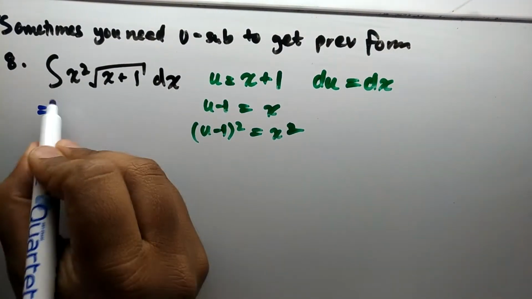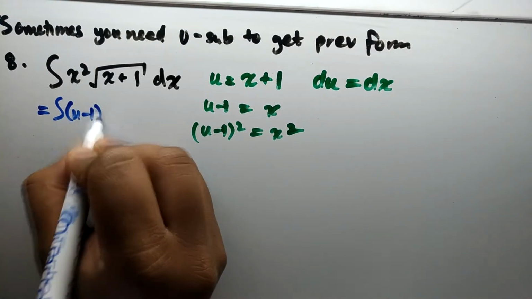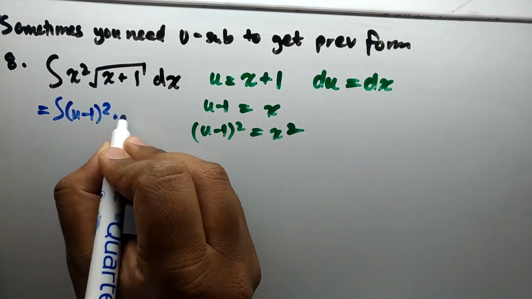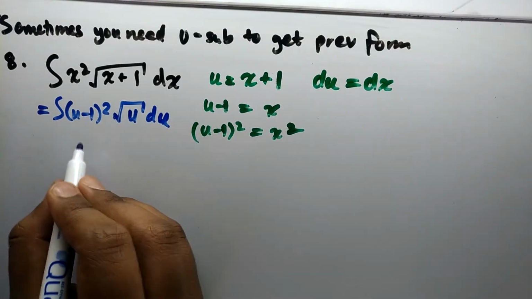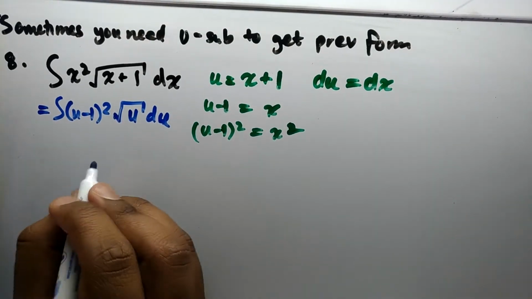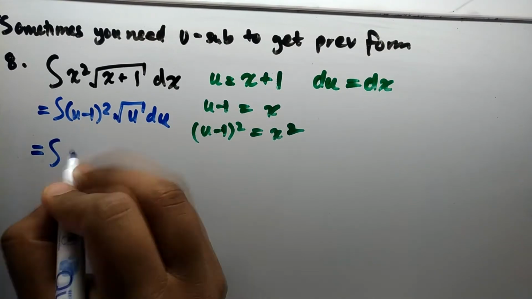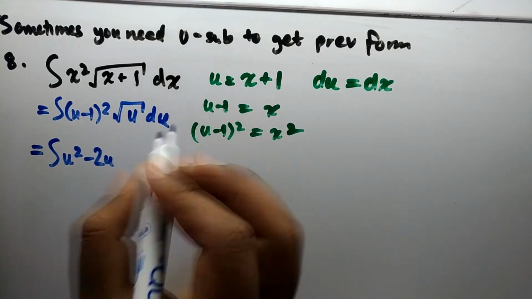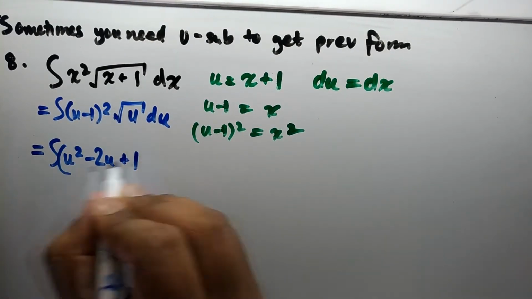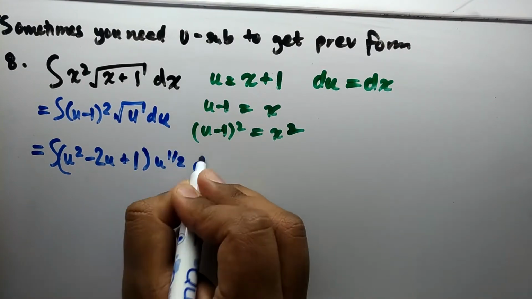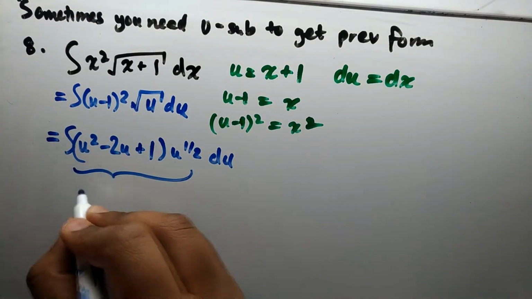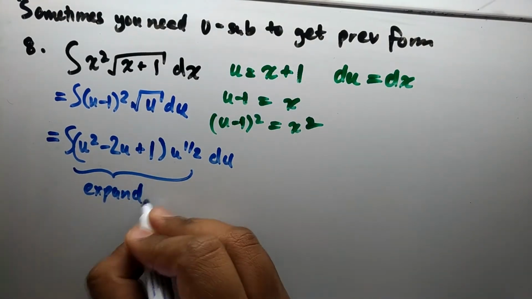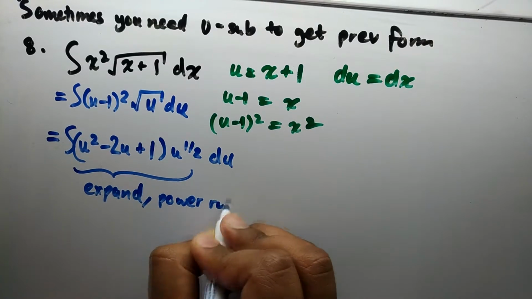So you have a substitution for x squared now in our integral. We can plug that in. We get the integral of u minus 1 squared times the square root of u. And now it looks like the form that we had earlier. We have only one term in the square root, and we can expand everything else. So u minus 1 squared is just going to be u squared minus 2u plus 1 times u to the half, and you can just expand that and use power rule, and you will get the integral that you want.